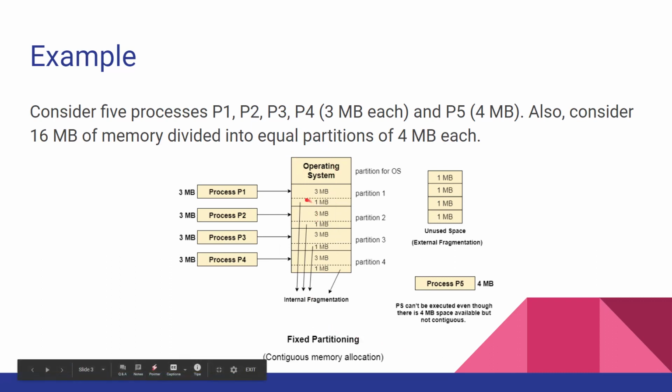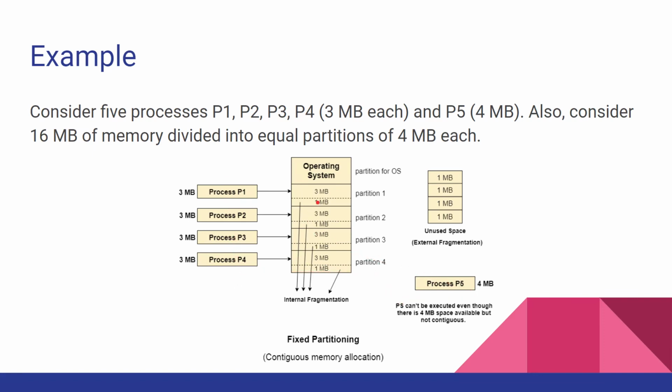So first of all, we will load process P1 of 3 MB into partition 1 of 4 MB. As you can see, loading 3 MB into 4 MB, we are left with 1 MB which remains unused. We will talk about that later. And then in partition 2, we will load P2 and so on. So finally, all 4 partitions have been filled with P1, P2, P3 and P4.